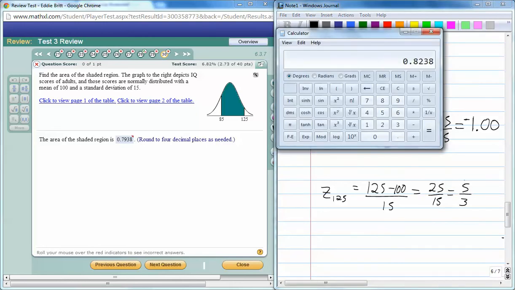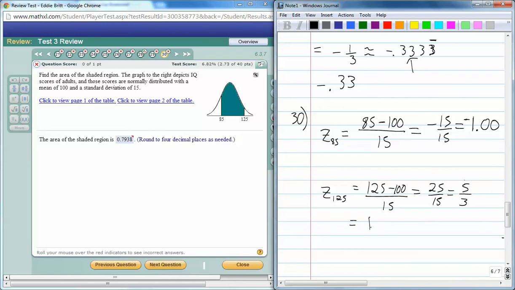If I was to say 5 divided by 3, 1.6 repeating. So if that's 1.6 repeating, that's going to be 1.67 as a z-score for my chart. Alright, so we want to find the area of the one furthest to the right. So let's find the area that the z-score chart would give us for 1.67.